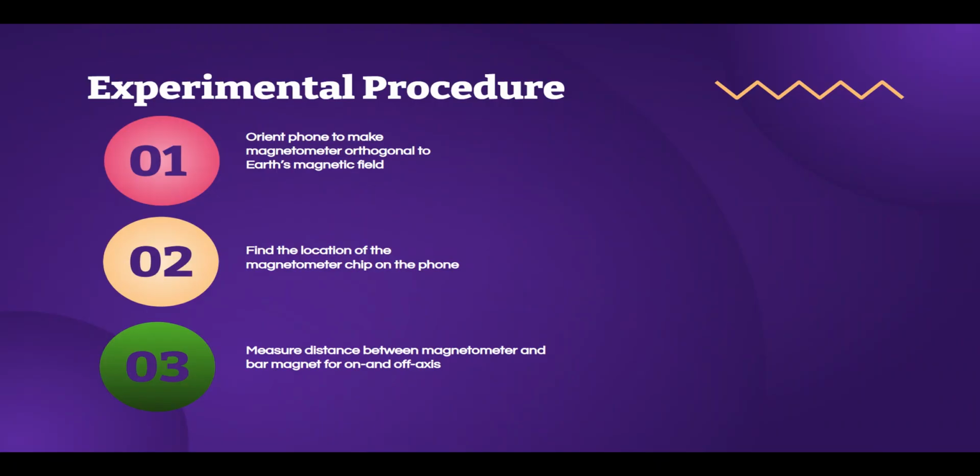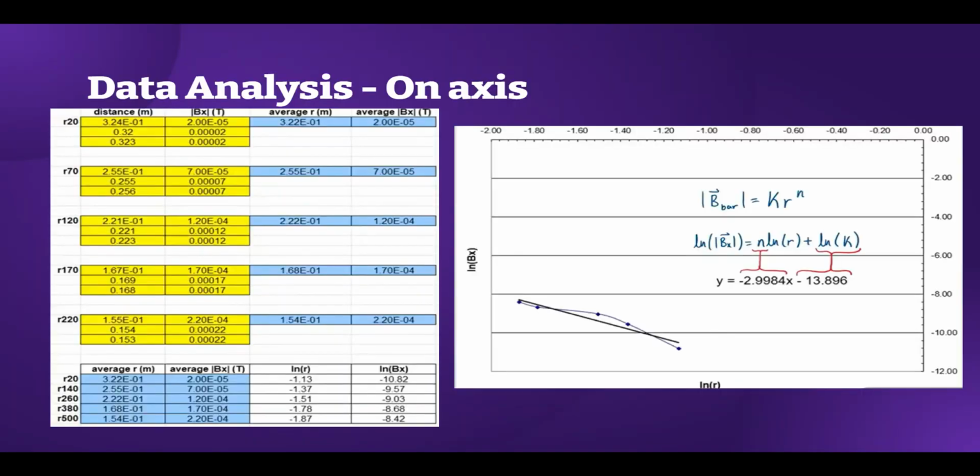Let's get started with the experimentation. First, we need to orient our phone to make its magnetometer orthogonal to Earth's magnetic field. Next, we'll need to find the location of the magnetometer chip on the phone by following these diagrams. And lastly, we measure the distance between the magnetometer and the bar magnet for the on and off axis scenarios. For this lab, our system will be the bar magnet and the surroundings will be everything else.